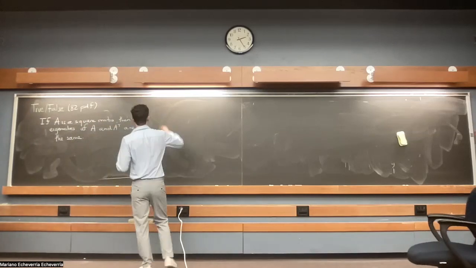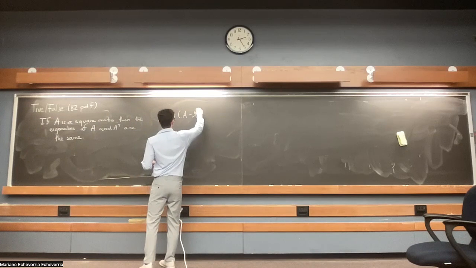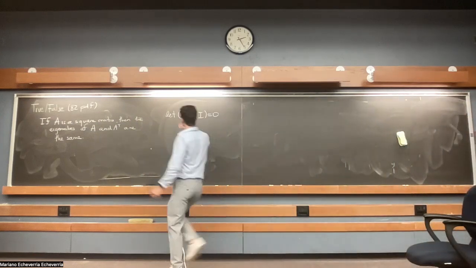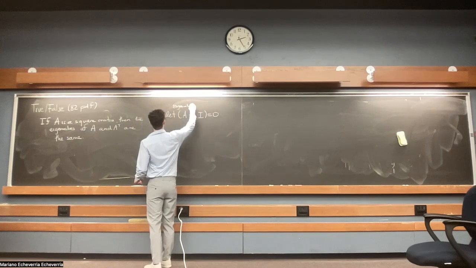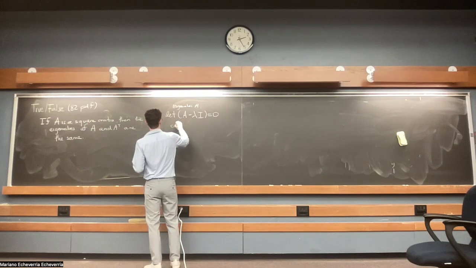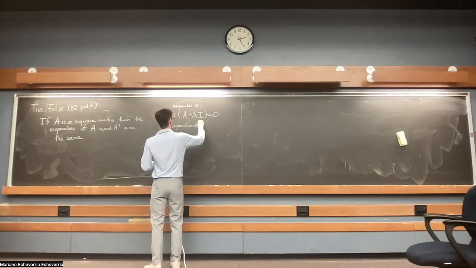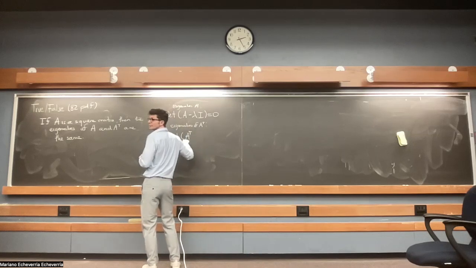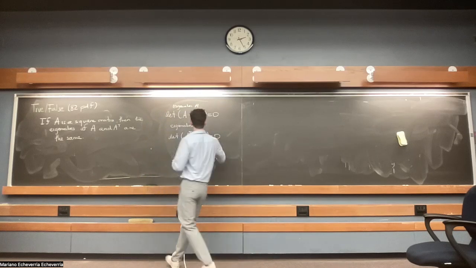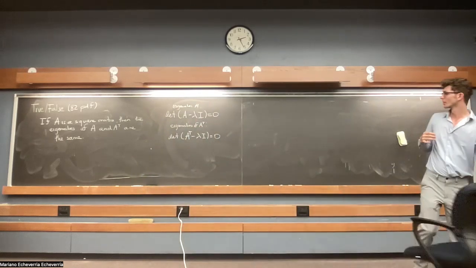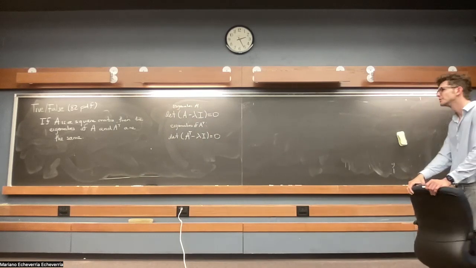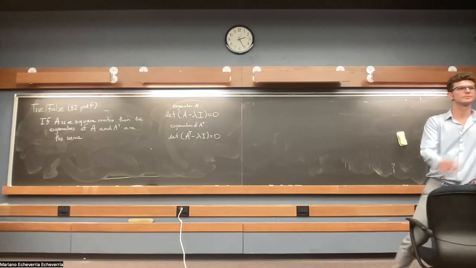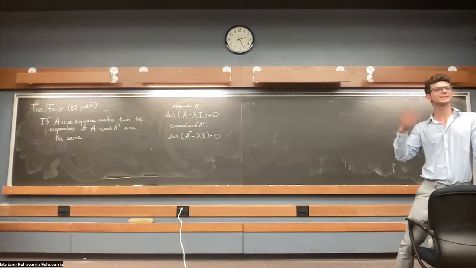What's the equation that we have to find? The determinant of A minus lambda I, right? That's the equation for the eigenvalues of A. What would be the equation for the eigenvalues of A transpose? Here you just put an A transpose instead of A, right? So is there any obvious relation between the two equations? Right, yeah, because the determinant is the same after taking transposes, right?